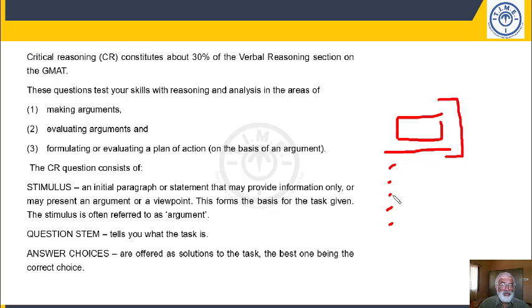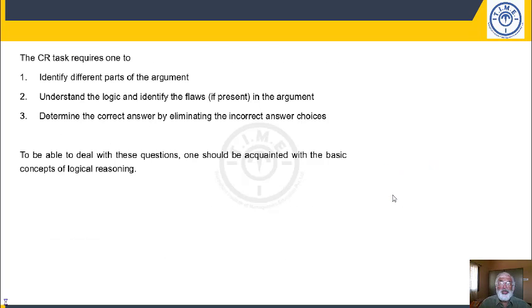So you have a stimulus, paragraph, you have a question stem that tells you what your task is, and incidentally, the question stem may carry some more basis elements that the paragraph did not have. It could. And then you have answer choices which are offered as solutions to the task. Moving forward, the task requires you to either look at an argument and identify its construction. Okay, so identify parts of the argument, identify the totality that the person constructs. So different parts of the argument you could be asked to identify.